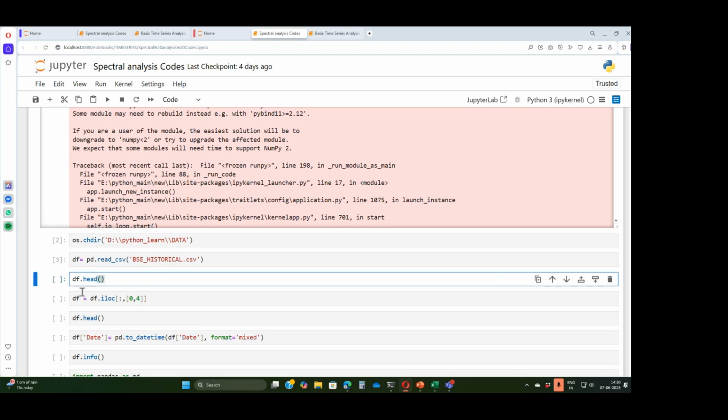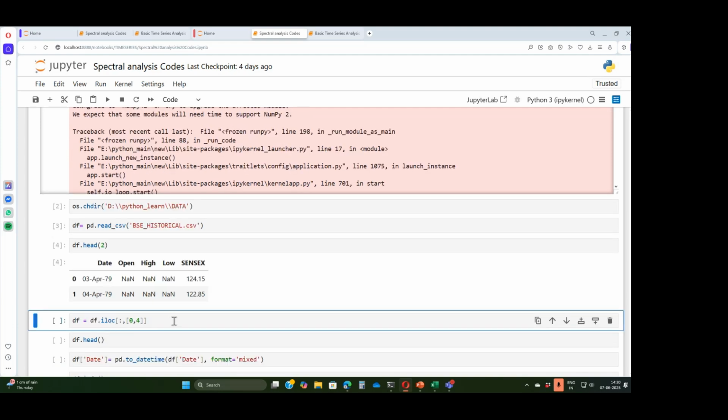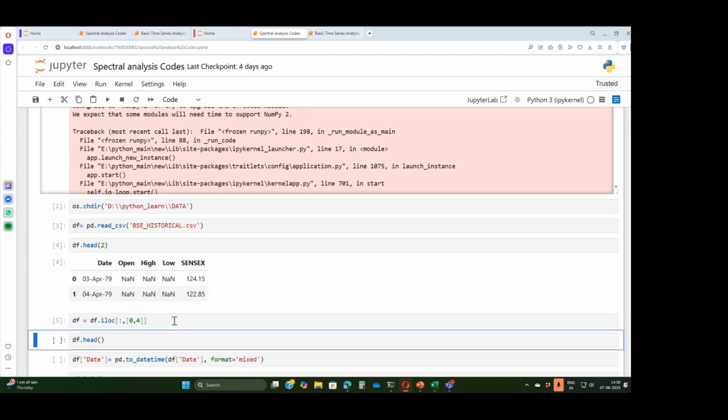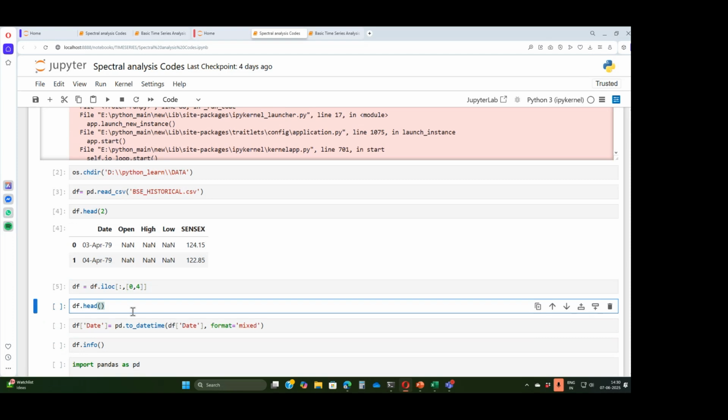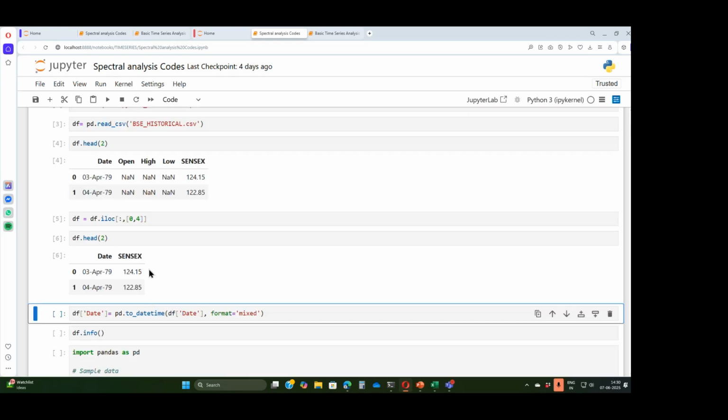What it looks like, I'll just show you the first two rows. Because there's no data here, they don't know open, high. So I just want the 0 and the 4, that is 0, 1, 2, 3, 4. So I'm taking only 0 and 4. Then I'm looking at it over here. I don't want to make it too long, so I'm looking at just the first two rows. That's it.